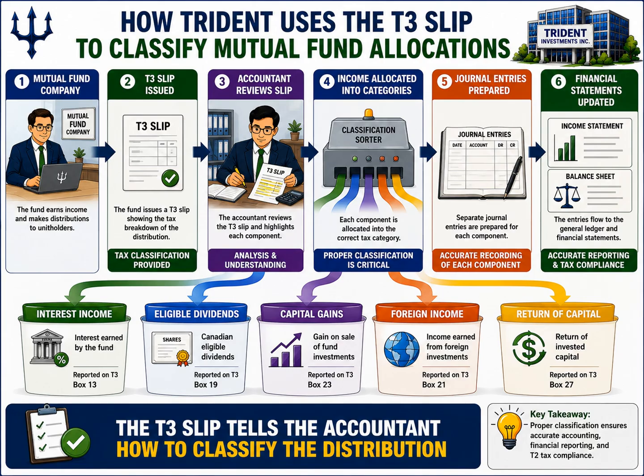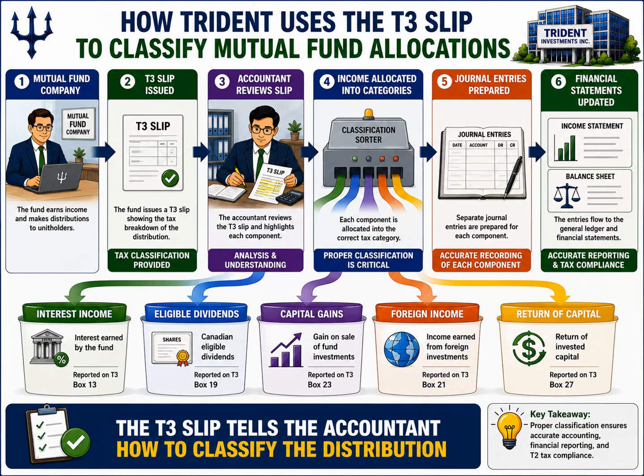Interest income is separated into one bucket. Eligible dividends are separated into another. Capital gains are placed into their own category. Foreign income is isolated, and return of capital is identified separately from the income components. Each category has its own accounting treatment and may have different tax implications. Once the classification is complete, separate journal entries can be prepared for each component.